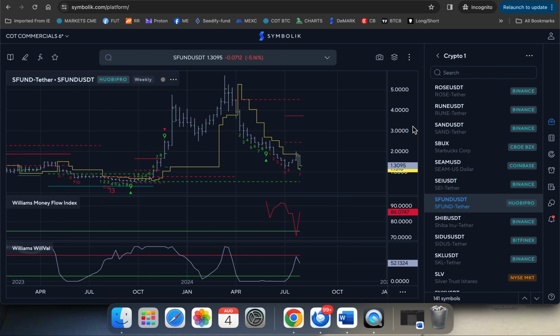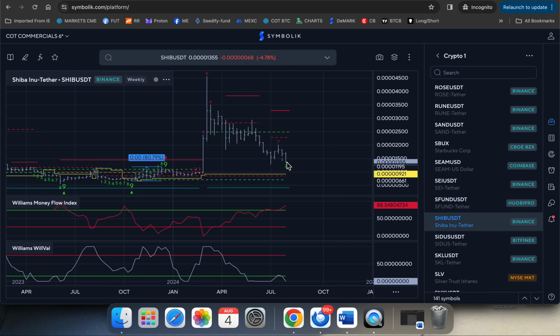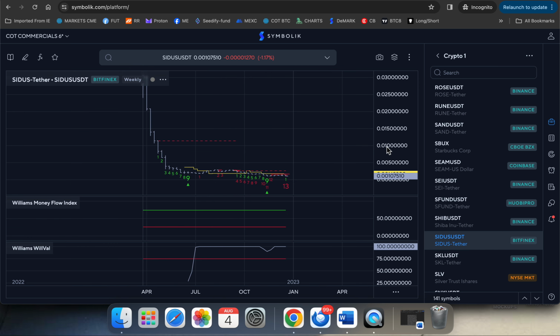S Fund, I think it'll be a good one eventually. I throw in maybe 55, 53 cents. Shiba, a lot of people like to trade Shiba. I come down all them zeros to 855, maybe 709. Could even go as low as 411. I don't know. I mean, that's extremely low, but whatever.